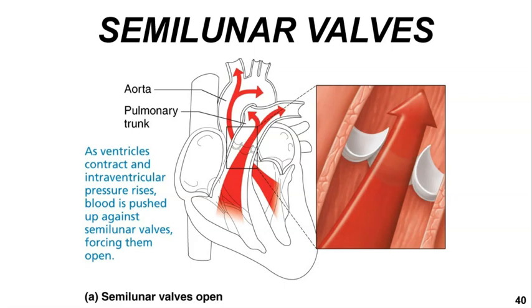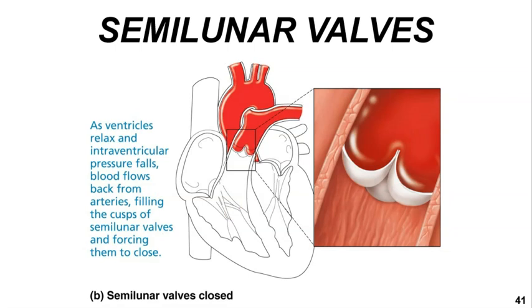So let's examine how these valves are opened. As the ventricles begin to contract, the pressure inside of the ventricles is going to rise and push up against the flaps of the semilunar valves and force them to open. The semilunar valves will only open when the pressure in the ventricles is higher than the pressure in the arteries, and the valves will close when the pressure in the large arteries becomes greater than the pressure in the ventricles.